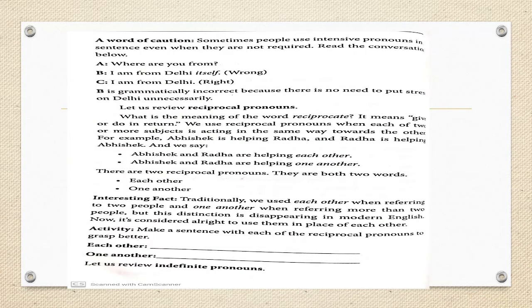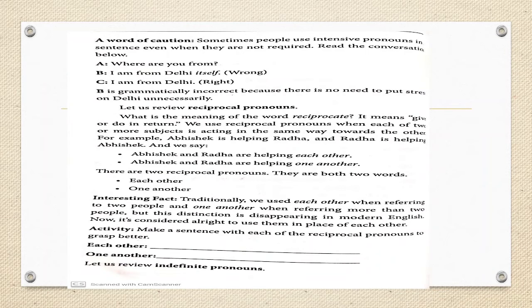Sometimes people use intensive pronouns in a sentence even when they are not required. Read the conversation below. Where are you from? I'm from Delhi itself. This is wrong. There is no need to put "itself" on Delhi. The correct sentence is: I'm from Delhi. B is grammatically incorrect because there is no need to put "itself" on Delhi unnecessarily.